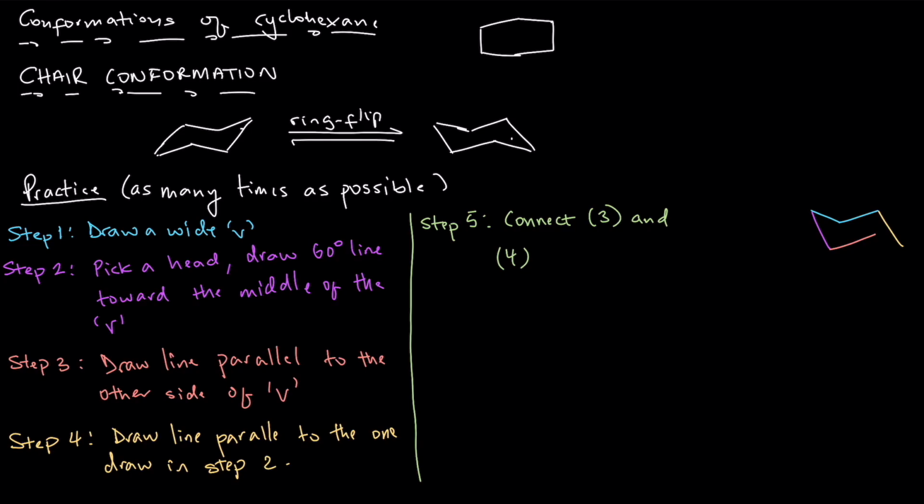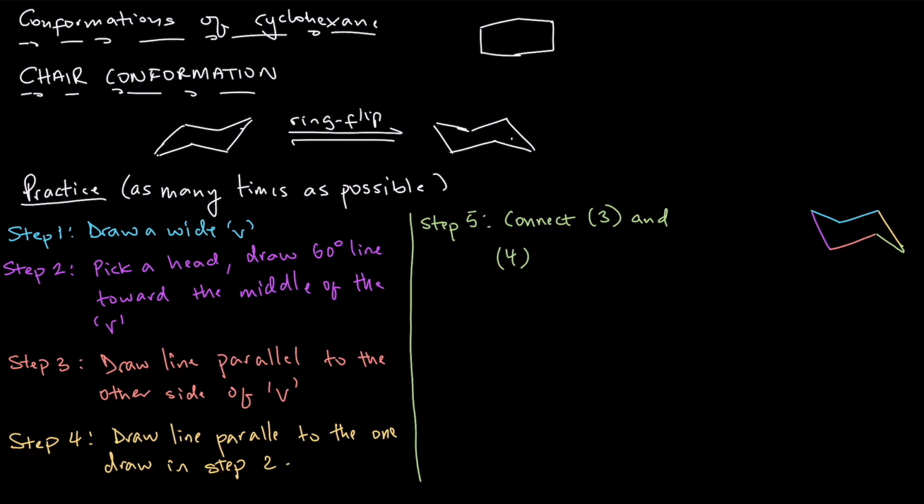And then finally, step 5, connect the line you drew for step 3 with the line you drew for step 4. And that is your cyclohexane chair conformer. So this is one chair conformer of your cyclohexane.